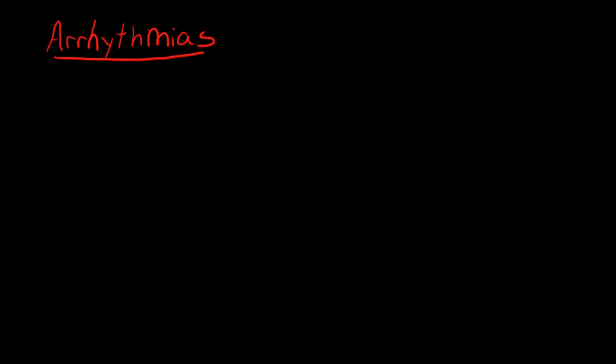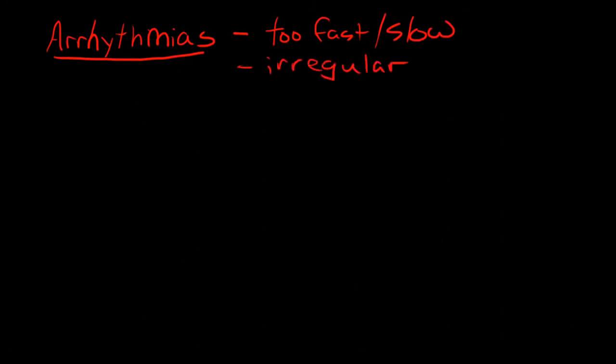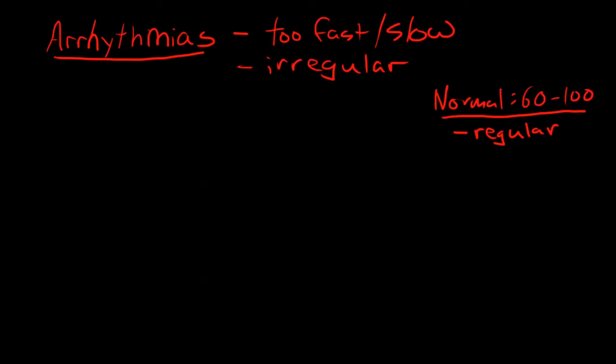So arrhythmias are rhythms of the heart that are either too fast or too slow or irregular. Typically the heart beats at a regular rate between 60 and 100 for an adult. Okay, and for kids it really varies by age, although all heart rates are normally regular. So any kind of irregularity is abnormal.